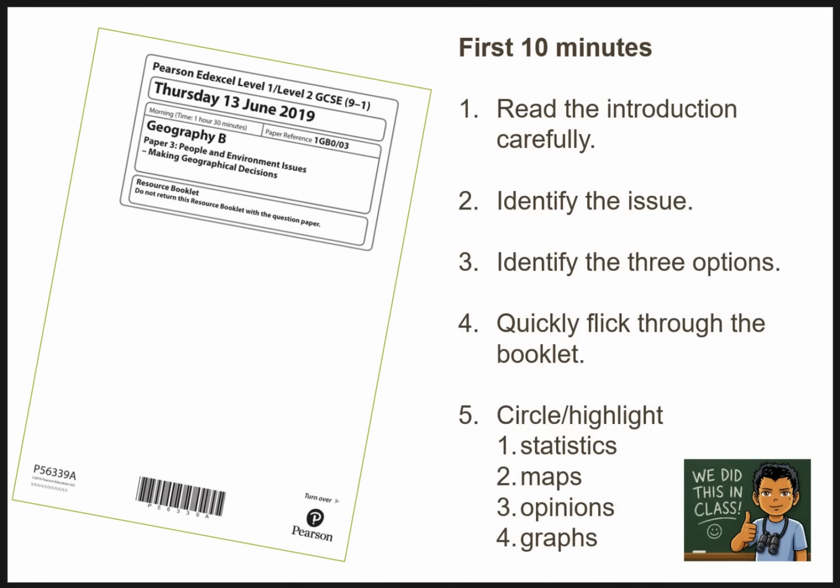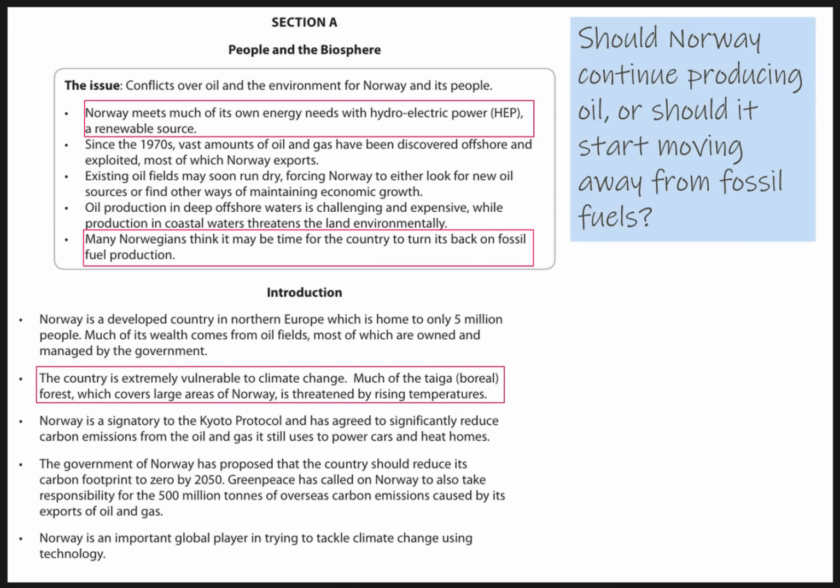Now, in the resource booklet we're looking at, section A, people in the biosphere, this is the first page. I highlighted some of the more important things that I might need moving forward to answer the question. This is about Norway. On another day, you'll be able to read this through completely. But I've identified the question: should Norway continue producing oil, or should it start moving away from fossil fuels? That's clear because of the different arguments within this source document. For example, Norway meets much of its own energy needs with hydroelectric power, a renewable resource, so it doesn't need the oil. Many Norwegians think it might be time for the country to turn its back on fossil fuel production.